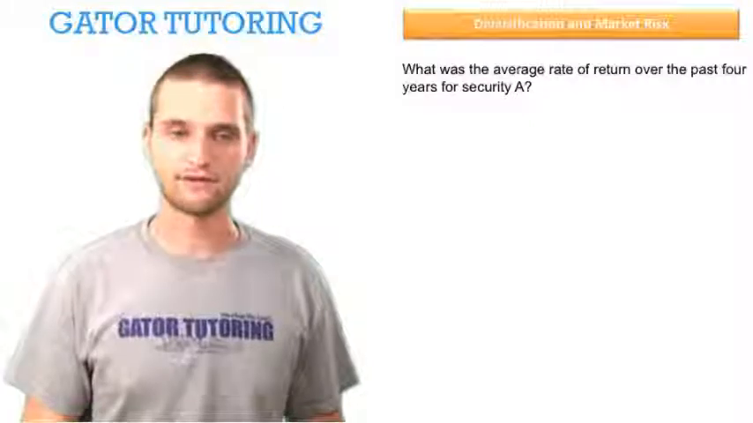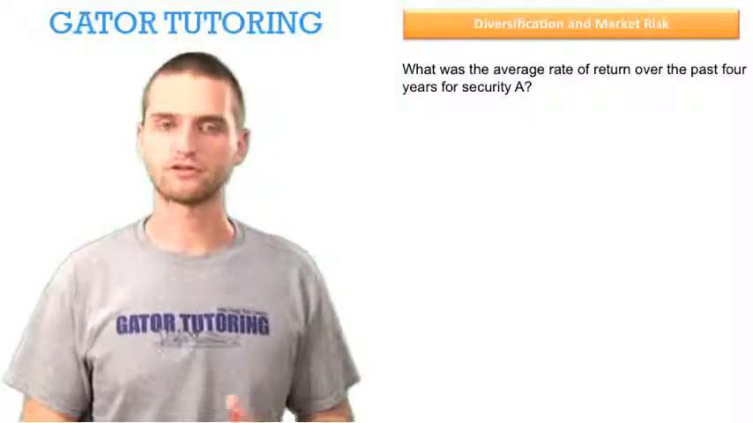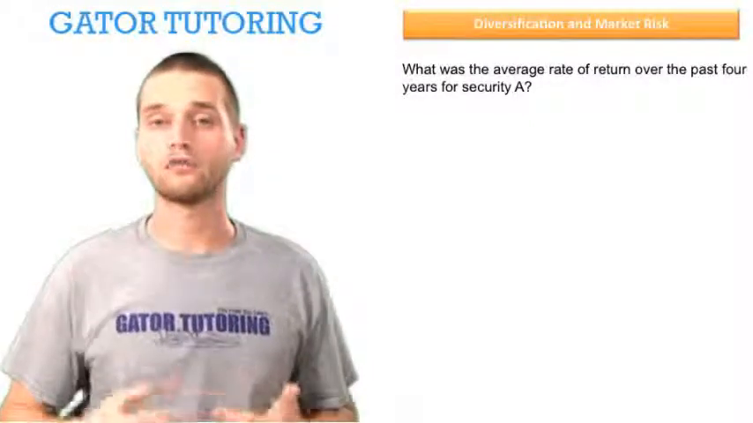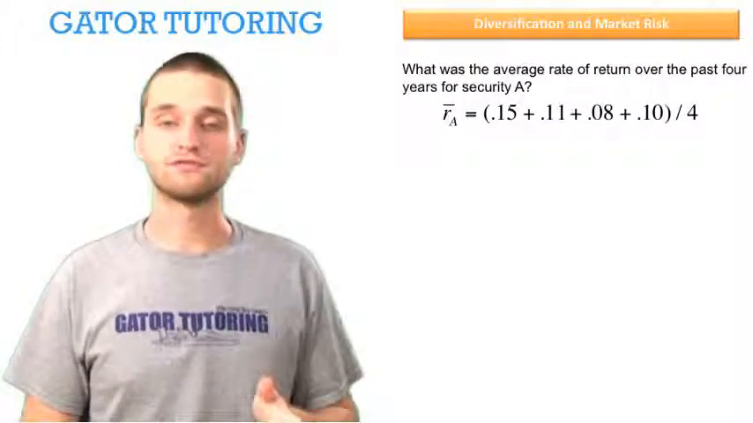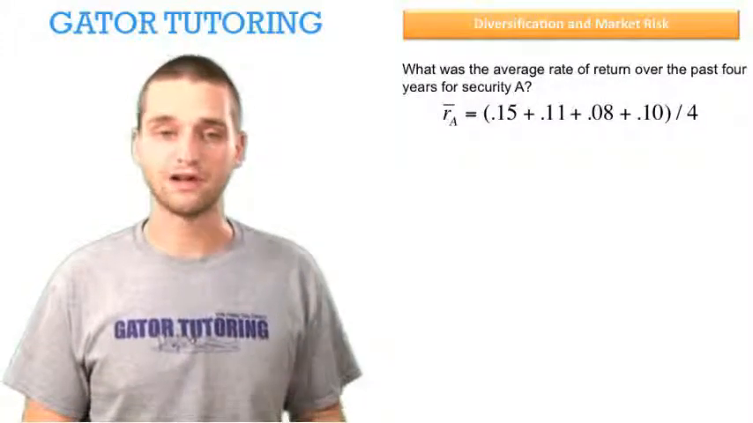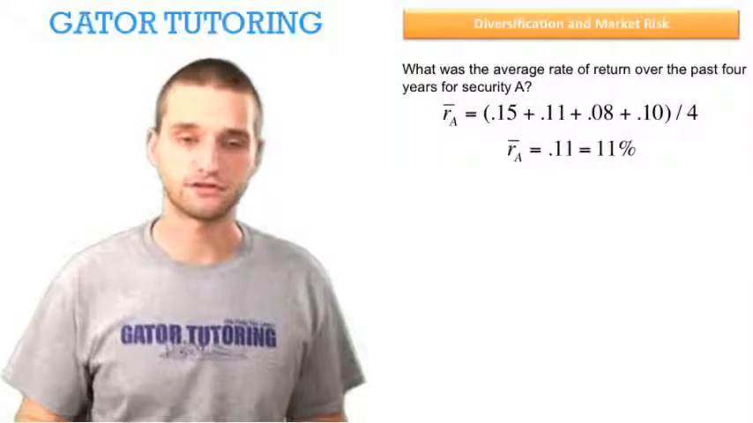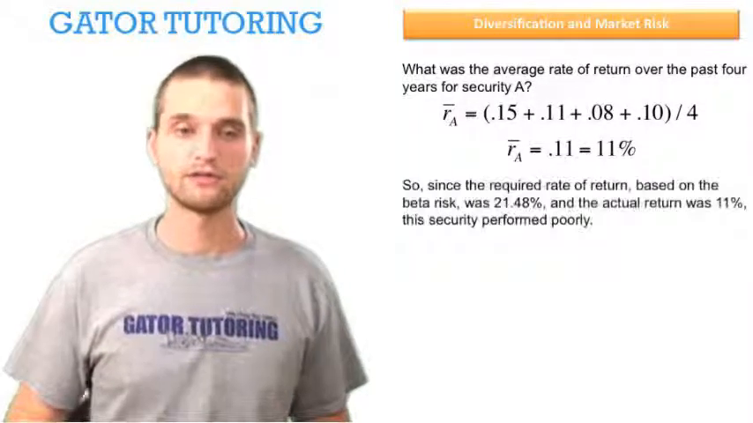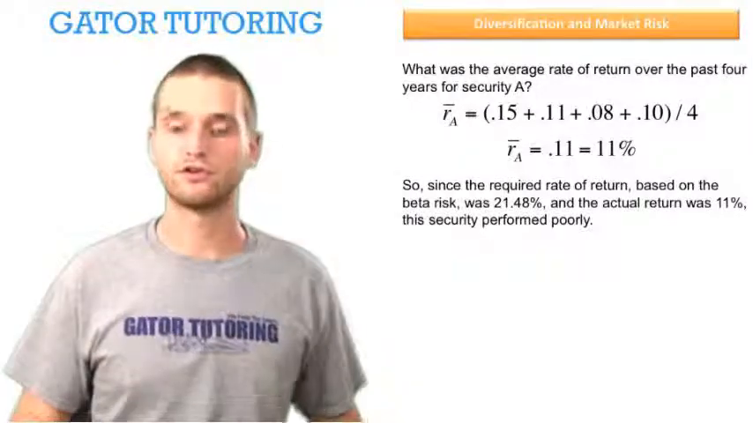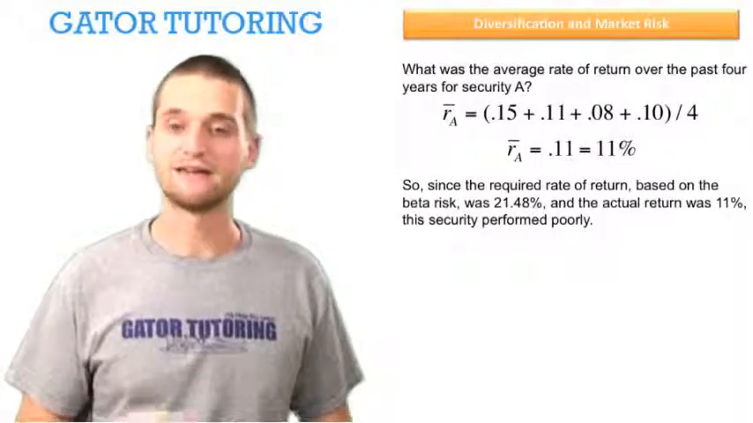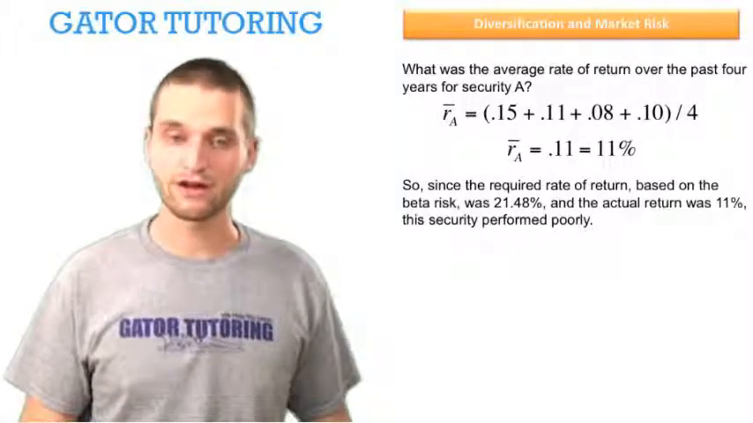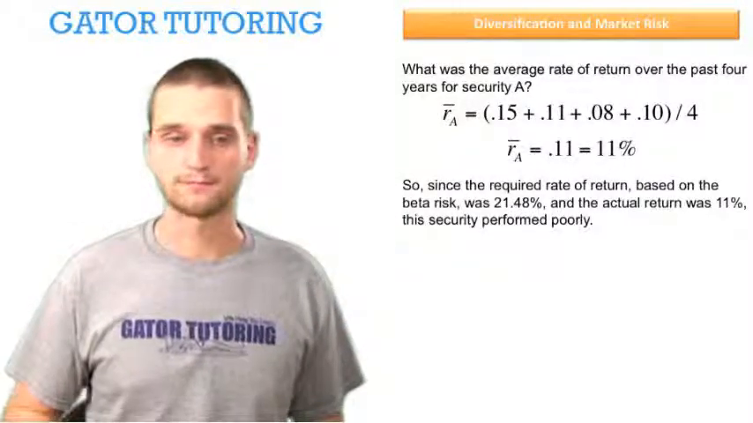What was the average rate of return over the past 4 years for security A? So now we're asking what was the actual average rate of return? Well, if we average up the 4 pieces of data that we were given in the original table, we find that the average rate of return was 11%. So, since the required rate of return, which is based on the beta risk, was 21.48%, and the actual return was 11%, this security performed poorly.